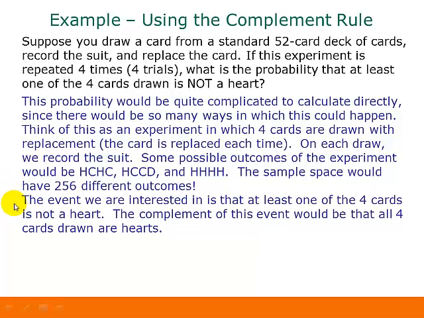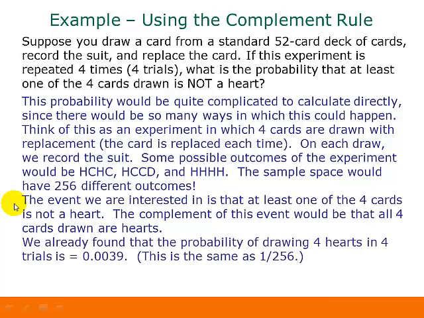The event that we're interested in is that at least one of the 4 cards is not a heart. So the complement of this event would be that all 4 cards drawn are hearts. And we already found the probability of drawing 4 hearts in 4 trials. In a previous example, we found that it was 0.0039 or 1 over 256. So to get the probability of the event we're interested in, we're going to take the probability of its complement and subtract that from 1.